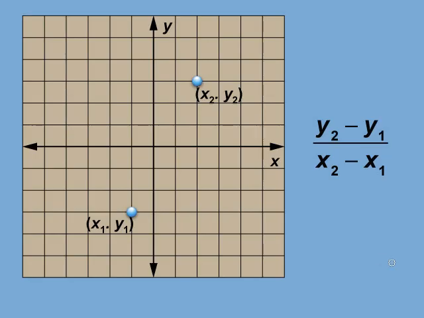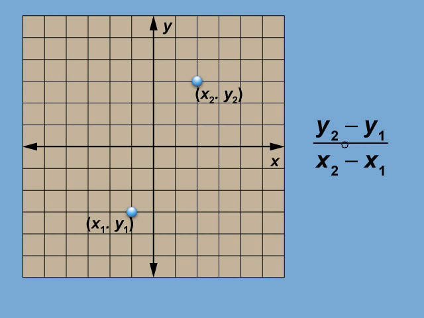Here is a Cartesian coordinate system. The horizontal axis is the x-axis. The vertical axis is the y-axis. Here are 2 points graphed. This point has coordinates x1 and y1. This point has coordinates x2 and y2. To find the slope of the line connecting these 2 points, use the slope formula. You take each value from the coordinates and plug it into the appropriate place in the formula.